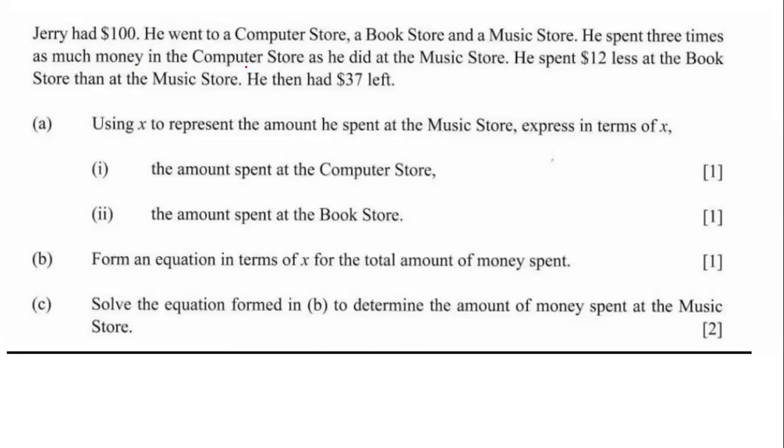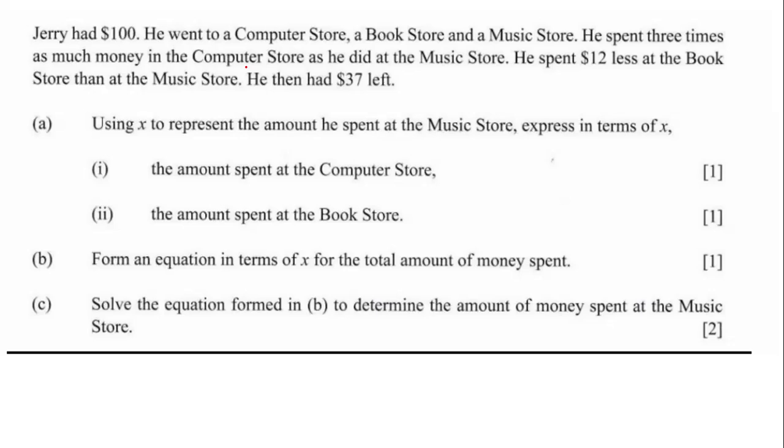Amia, read this question, please. Jerry had $100. He went to a computer store, a bookstore, and a music store. He spent 3 times as much money in the computer store as he did at the music store. He spent $12 less at the bookstore than at the music store. He had $37 left.